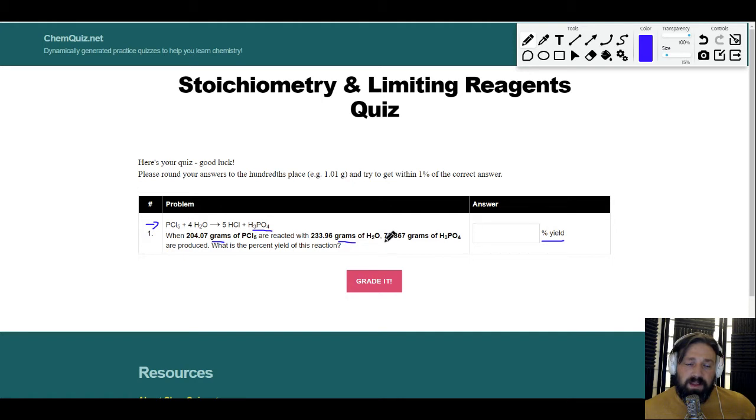But then the question tells us that when we did the experiment and weighed it out, this is what we actually got. So what's the percent yield of this reaction?